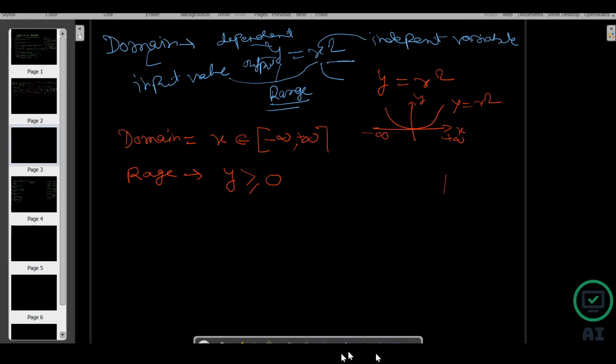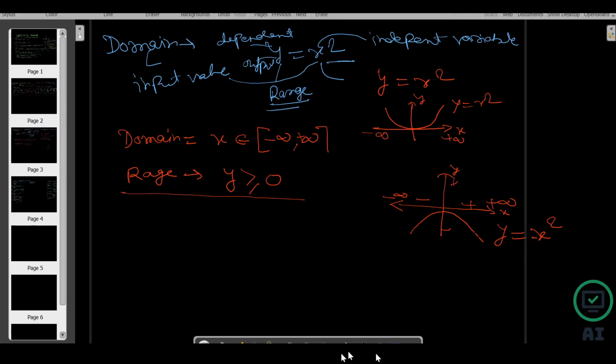Similarly, can you please tell me the domain and range of this function? This is y equal to minus x square. Tell me quickly what is the domain and range of this function. Similarly here, the only difference is that it is also taking x from minus infinity to plus infinity. This is the x-axis and this is the y-axis, positive side of y, negative side of y, negative side of x, positive side of x.